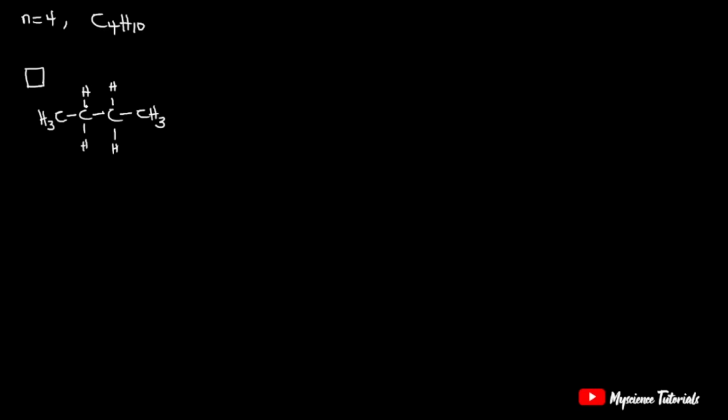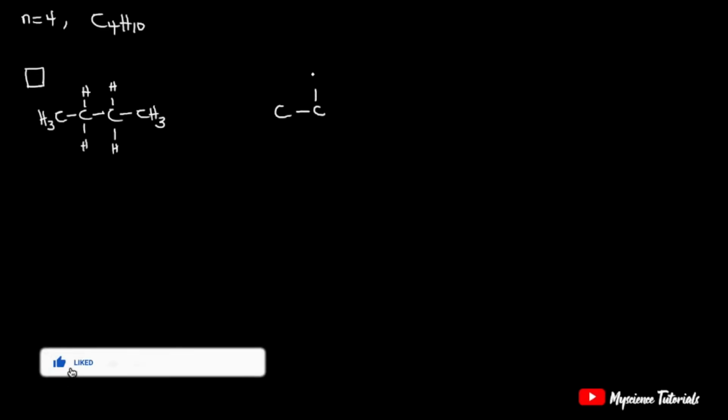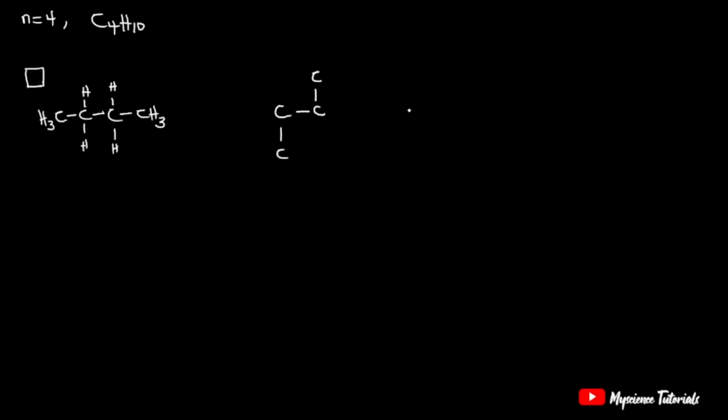Now let's look at other possible ways of drawing this compound. All right, so I can decide to have just 2 carbon atoms, and then I add the 3rd carbon here, and then I add the 4th carbon here. That is also possible. I can decide to have 3 carbon atoms, and then I add the last carbon over here.